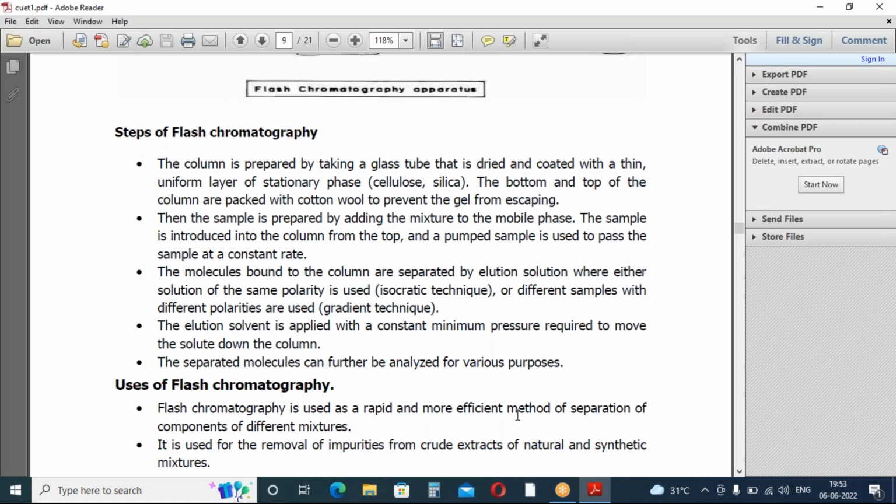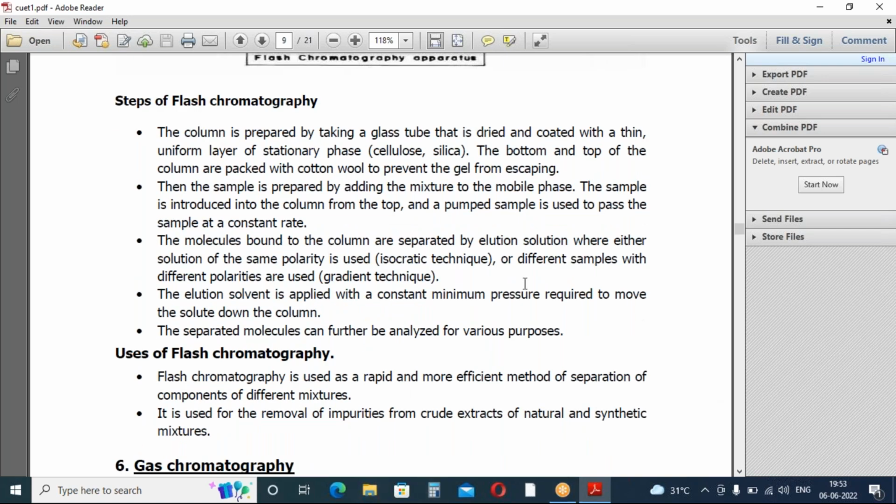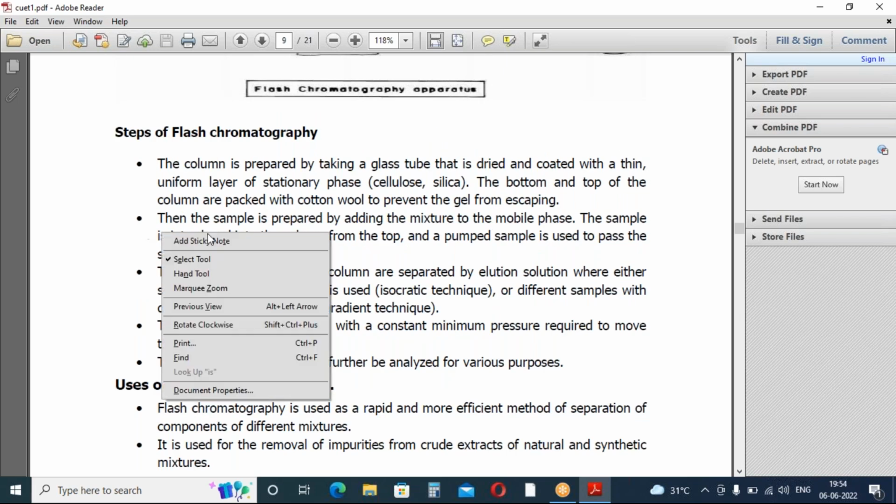And what are the uses? This is mainly used for faster separation. When we have to separate and identify the components present in a mixture, flash chromatography is used, and this is a more efficient method of separating the components of different mixtures, and also for the removal of impurities present in crude extracts of natural and synthetic mixtures. These are the main uses of flash chromatography.